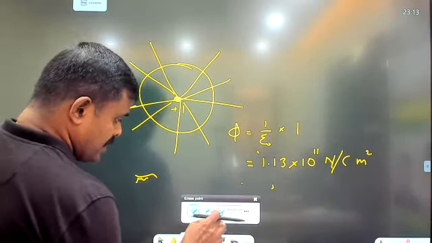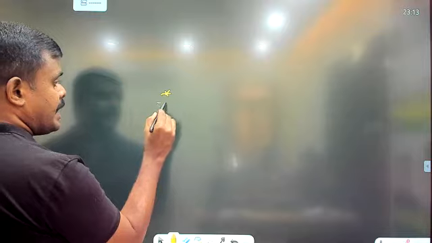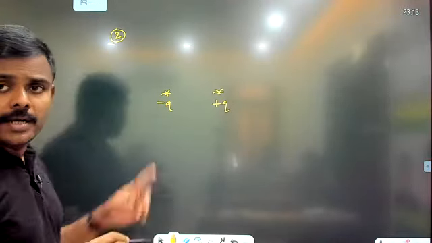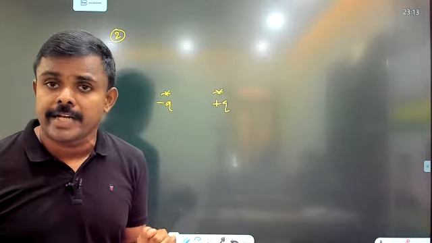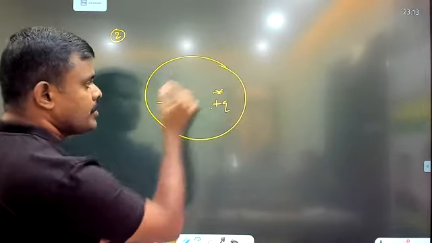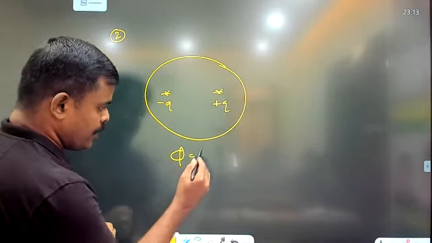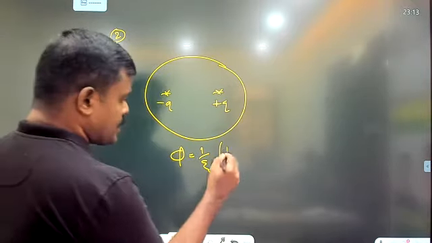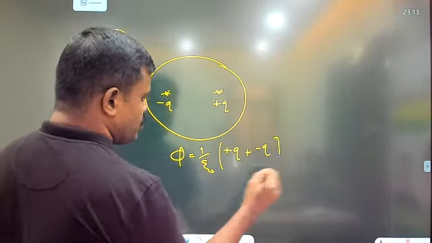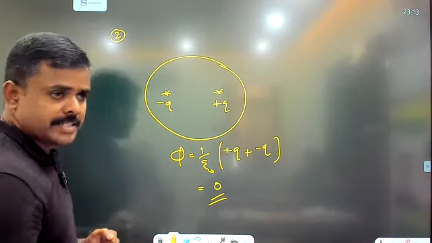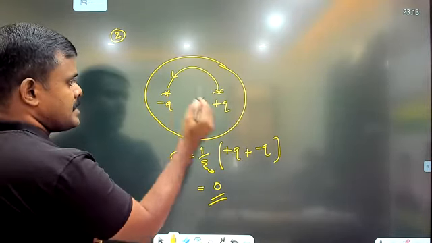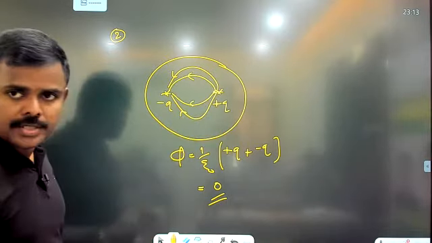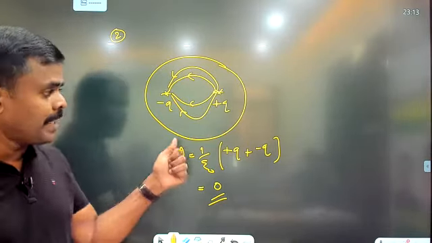Okay, next question: what is the flux associated with a dipole? This is a very important question again. Question number 2. Plus q and minus q. What is the flux linked with a dipole? Put it in a Gaussian sphere. Apply Gauss theorem: 1 by epsilon 0 into charge enclosed. What is the charge enclosed? Plus q plus minus q, which is 0. That makes sense. Why? All the lines coming from plus are ending on minus. Nothing is coming out. Understood? So all the lines coming out from plus will end on negative.